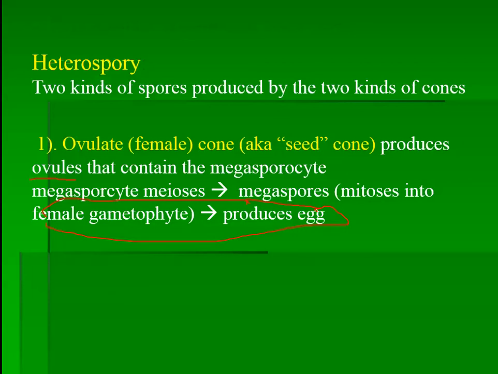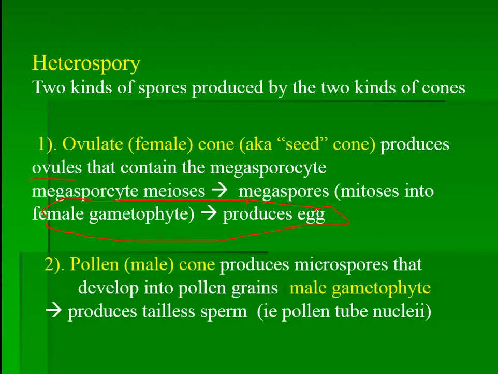Meanwhile, back in the male cone, the pollen cone, same thing. The pollen cone, right? Each little lobe is the sporophyll, right? And we know sporophytes produce spores, except since this is heterosporous, we're talking microspores. Each microspore grows into the male gametophyte, which we call the pollen grain. And the tailless sperm is the pollen tube nuclei. I'll leave this up here for a second. Or you can just pause it. That's just in words to match the pictures.